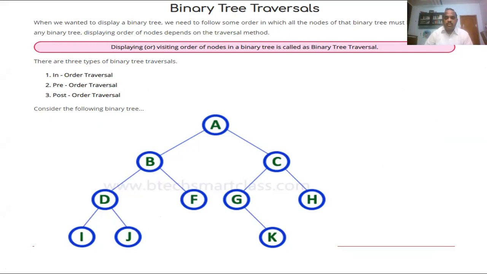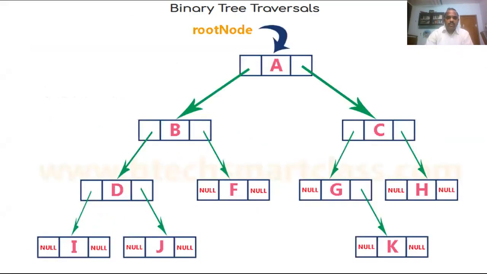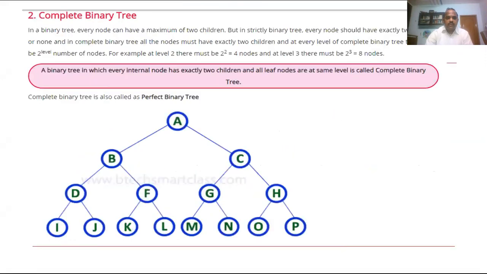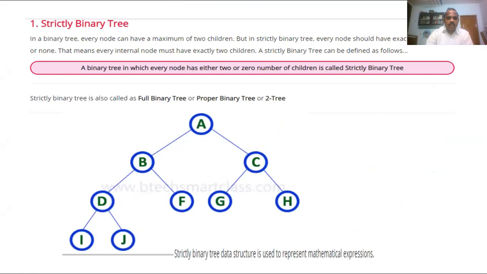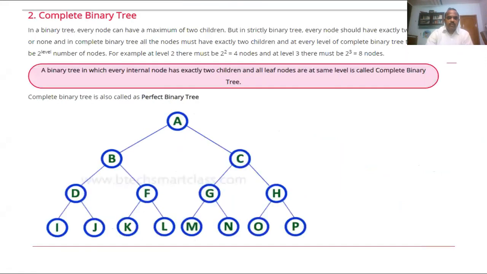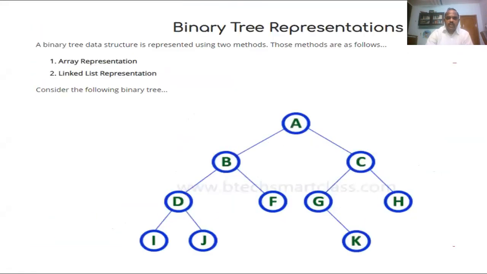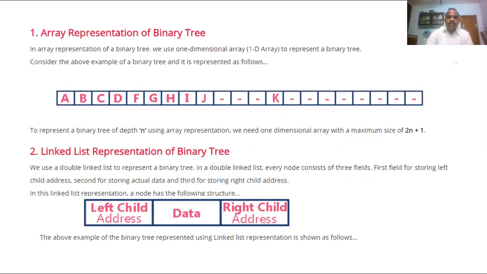Most important concept. Today's topic is binary trees, binary tree data structures. Simply this is a binary tree. Then strictly binary tree, next complete binary tree, extended binary tree. Then binary tree representation, array representation, and linked list representation. The first one is the example for array representation. The second one is for representation of linked list.